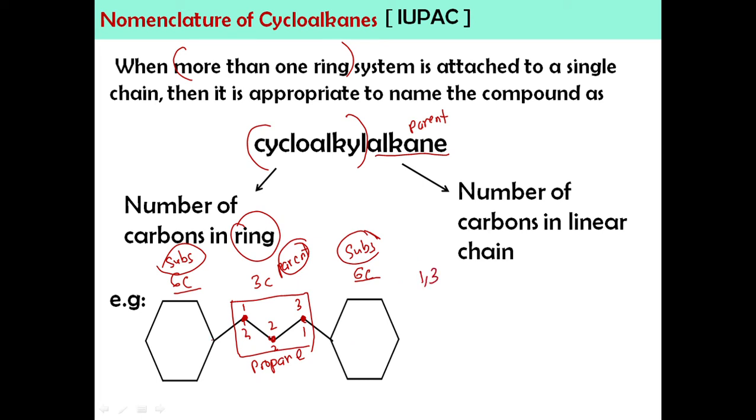Okay, so when there are two identical substituents, we put di. Okay, how about it as a substituent? This is a cyclohexane. So, when it becomes a substituent, its name, cyclohexane earlier becomes hexyl, YL. Okay, so the full name would be 1,3-dicyclohexyl propane. Okay. So, that finishes naming for cyclic alkane.